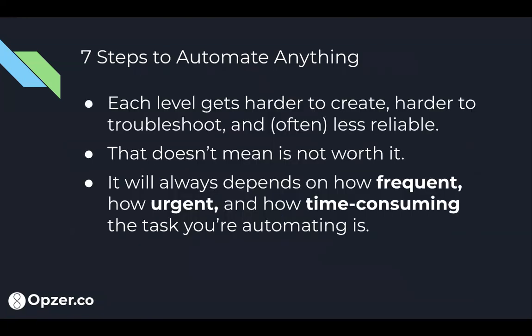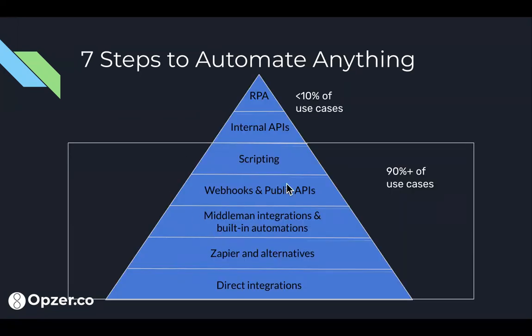So that's it for this particular lesson, for this particular part of the presentation. What I do want to emphasize is that each level gets harder to create, it gets harder to troubleshoot, and it's often less reliable. So if you think about it, as I was saying here, if you look from the bottom to the top, if there's a direct integration, it probably works forever, right? If it's Zapier or built-in automation, you can start to have a couple of bugs here and there.